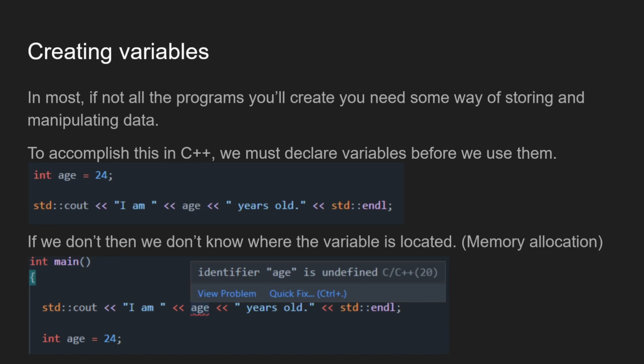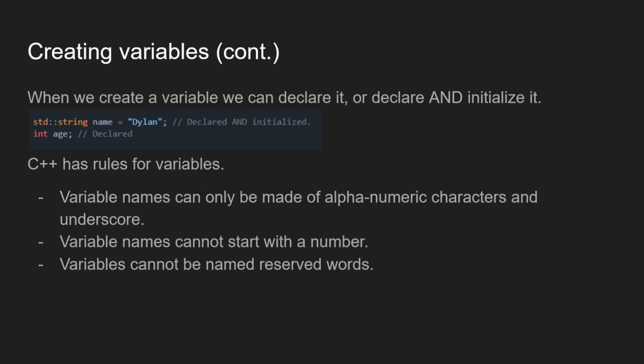C++ has rules for variables. They can only be named with alphanumeric characters and an underscore. What this means is I can say ABCD underscore EFG, or ABCD underscore, or A underscore, or just underscore. However, you cannot start a variable with a number. I cannot say 1hello, or 2hello, or @hello, because the @ sign is not an alphanumeric character.